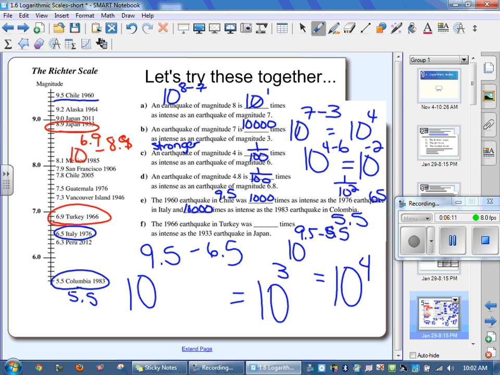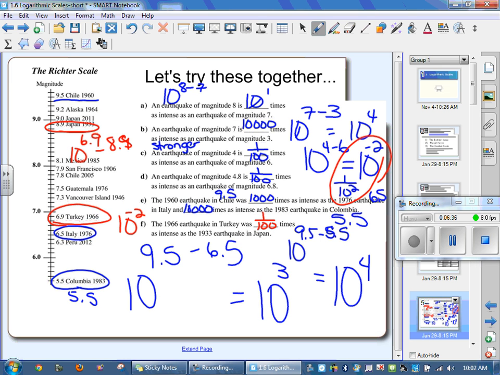Good. So that gives us 10 to the negative 2, which, like over here, we're going to flip, and it becomes 1 over 10 squared, to give us 1/100th times as intense. In other words, it's weaker. By how much? 1/100th. Whenever you're talking about the intensity, you're talking about how strong the earthquake is. Good to go so far?